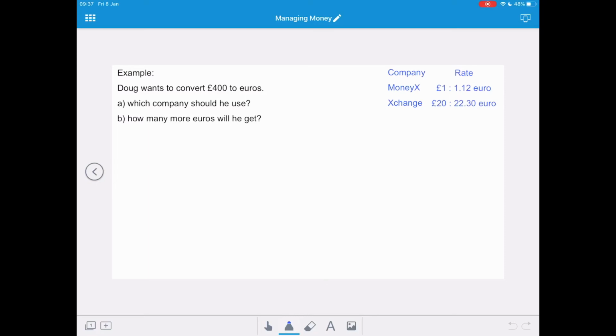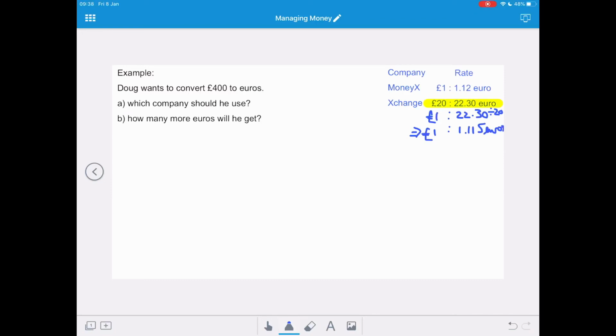Now these rates are difficult to compare because they are in different denominations. So what we're going to do is take the exchange rate for Exchange and convert that to work out what £1 is going to be worth in euros by dividing 22.30 by 20. And that gives us a rate of £1 to 1.115 euros.